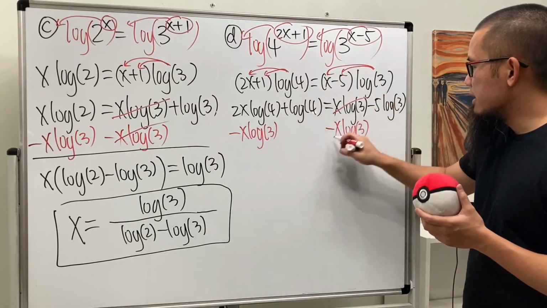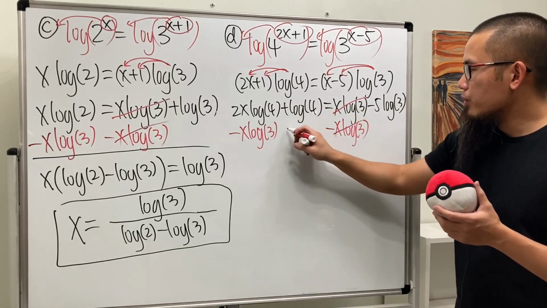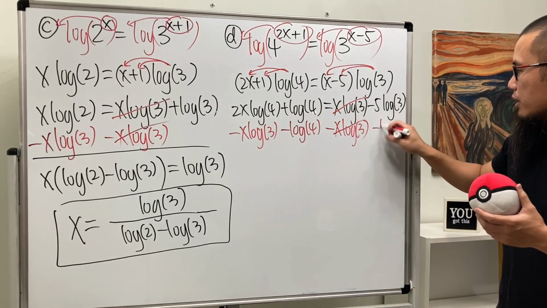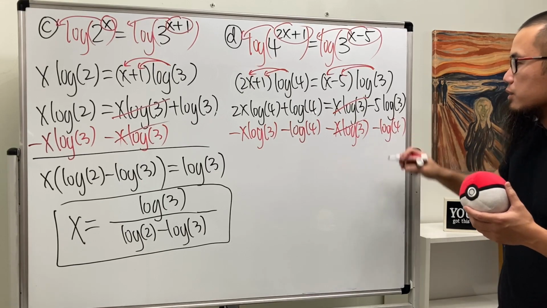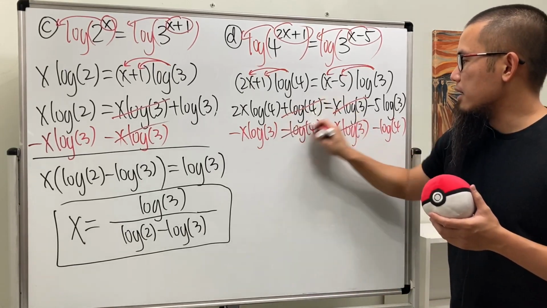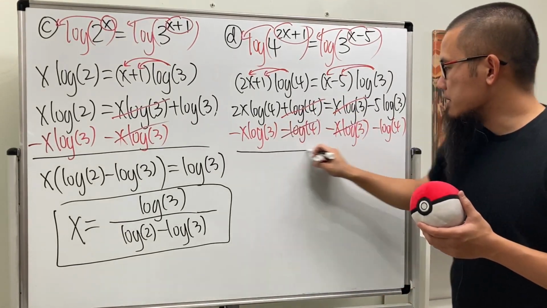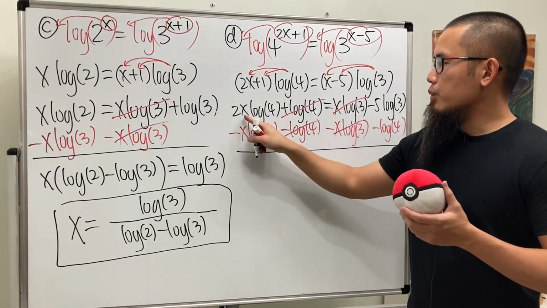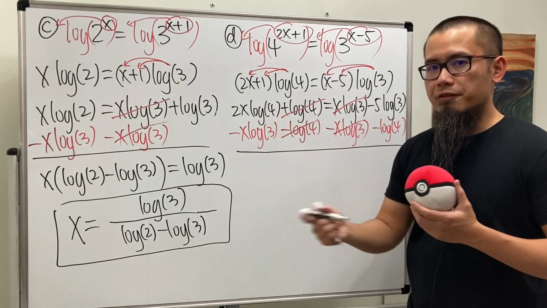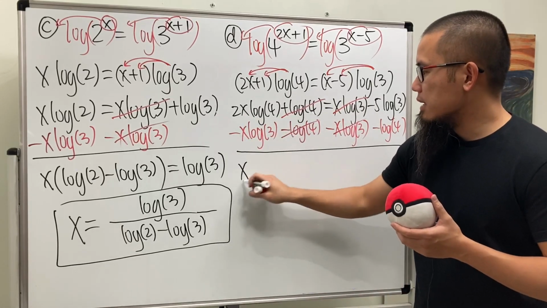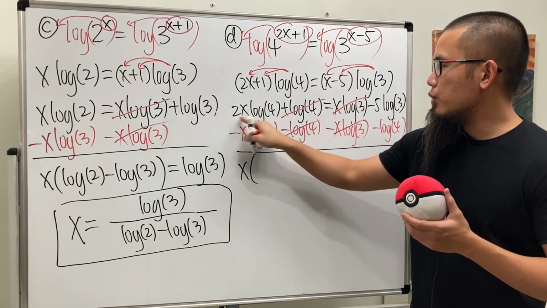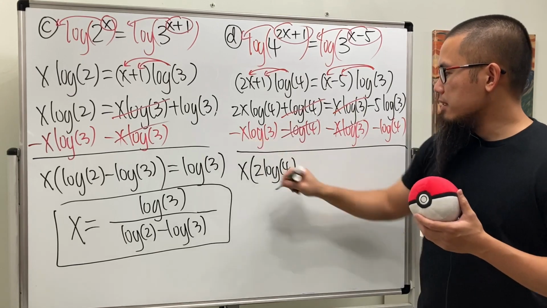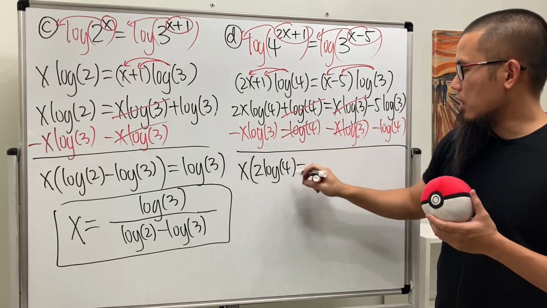So that way this and that can cancel. And I'm going to minus log of 4 on both sides. So right here, let's go ahead and minus log of 4 as well. Here, this and that can cancel. And as you can see, similar scenario to what we did earlier, we have the x here and also the x here, so we can factor that out and we'll get x. And then the leftover will be 2 times that, so 2 log of 4, and then minus just log of 3 here.